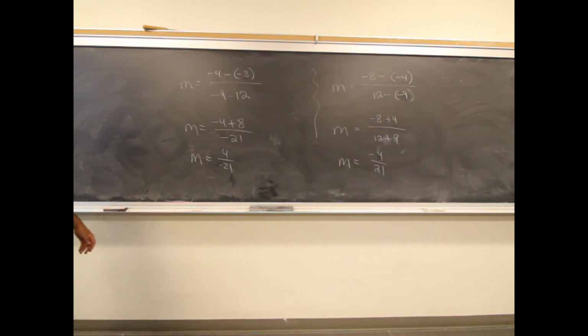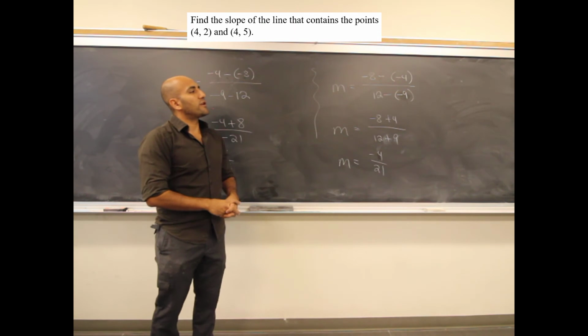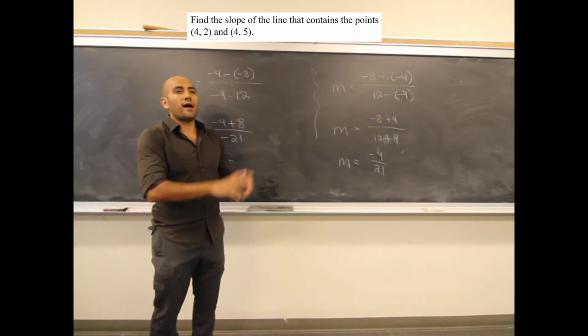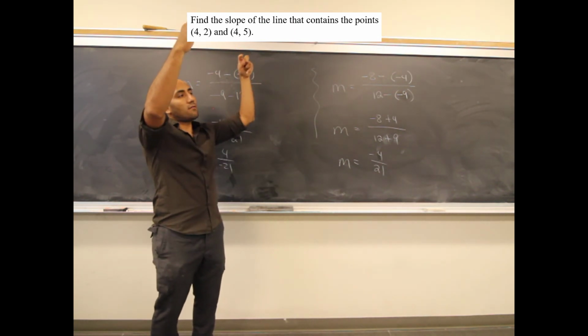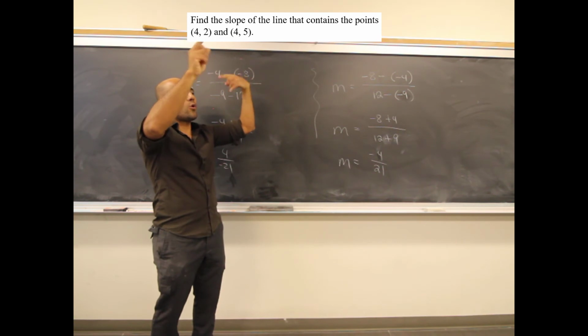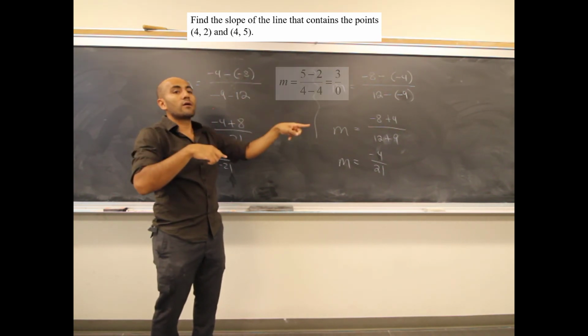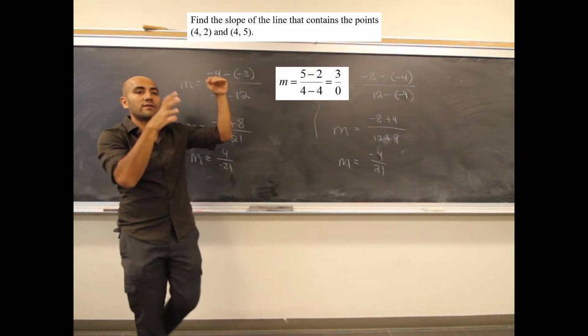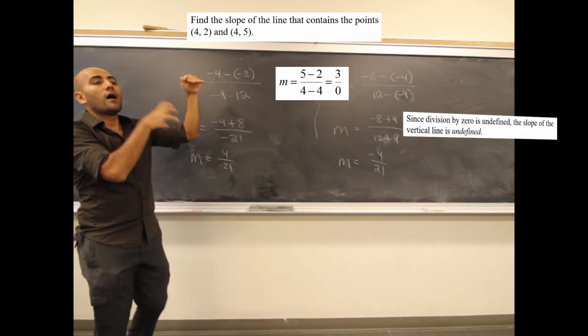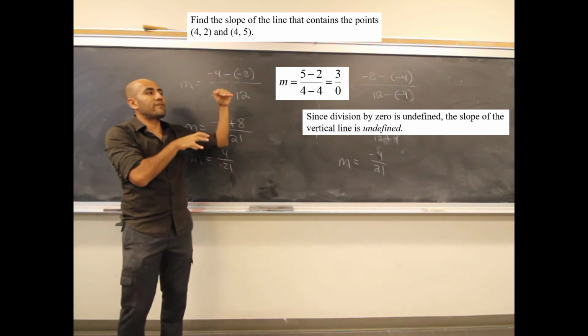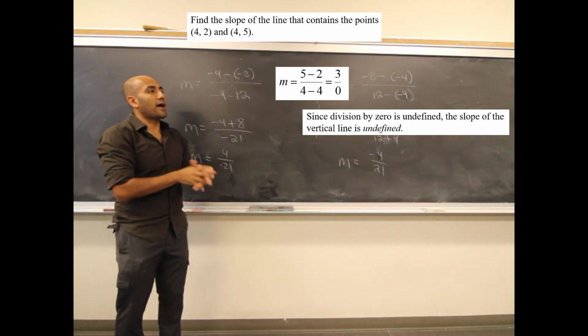What about this one? Find the slope of the line that contains the points (4, 2) and (4, 5). So what's the numerator? Either 5 minus 2 or 2 minus 5, one of those. But what's in the denominator? 0. Okay, and what happens when we have a fraction and the denominator is 0? Undefined, right? It's not 0, it's undefined.